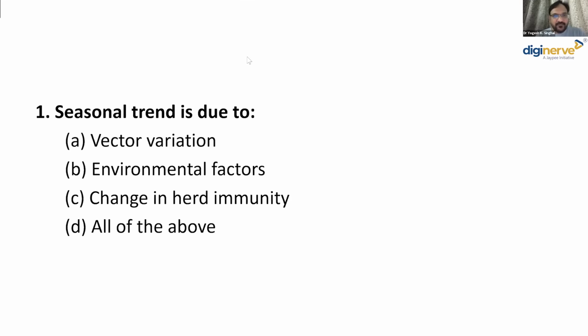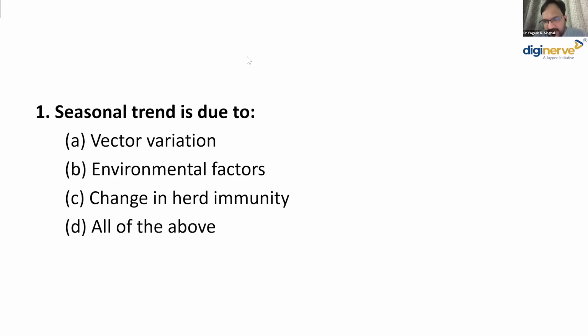Seasonal trends is due to what? What is seasonal trend? Seasonal trend, the disease which is coming in seasons. Environmental factor is the correct answer. It might be possible, because rain is an environmental factor and the disease might have seasonal variation due to rain.